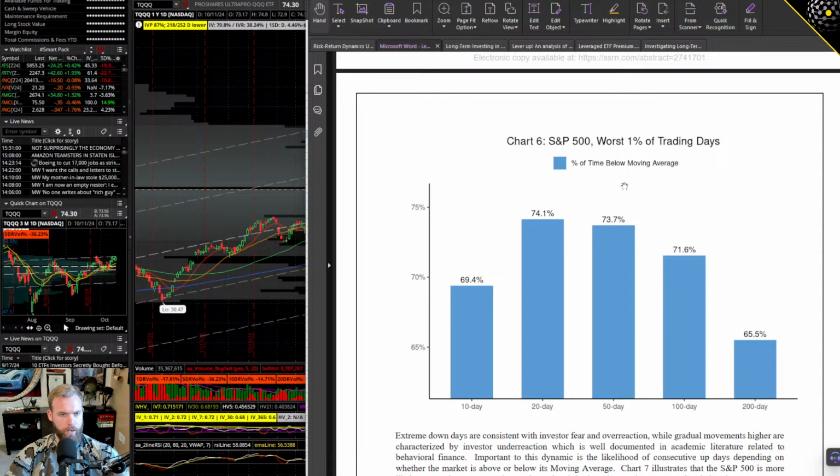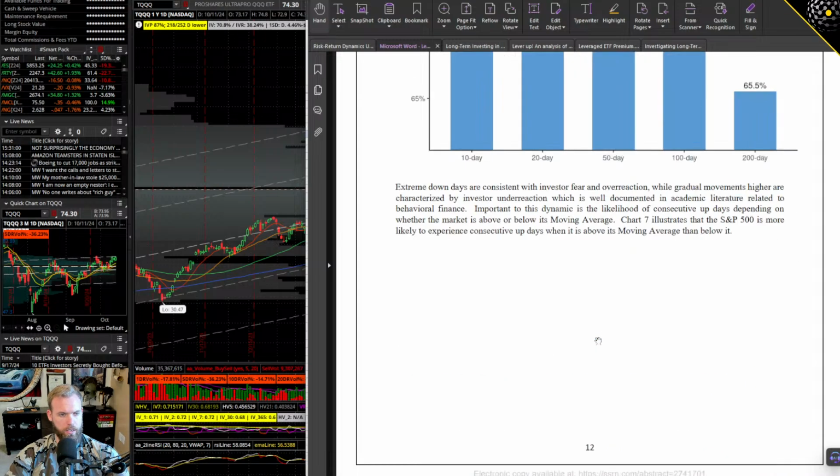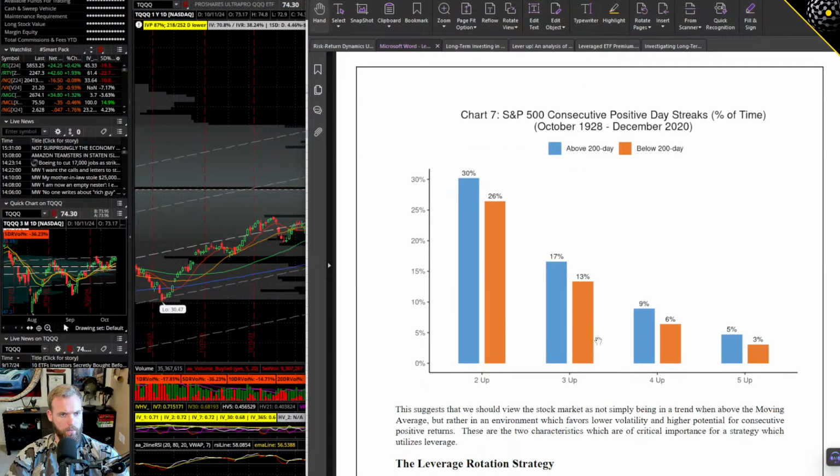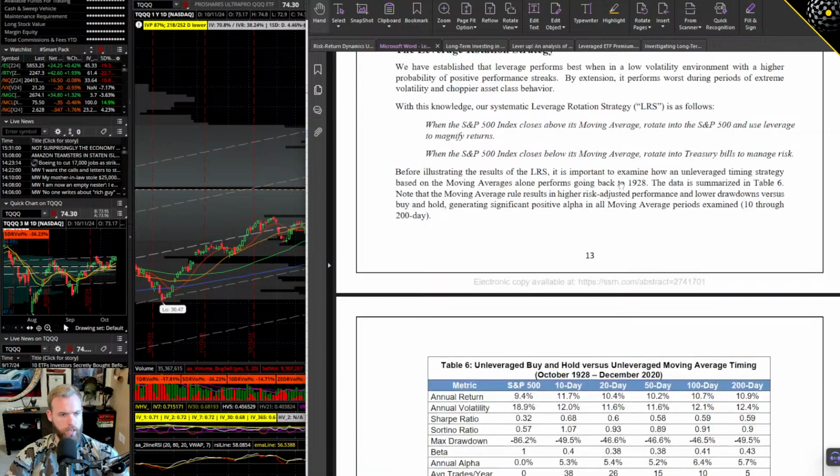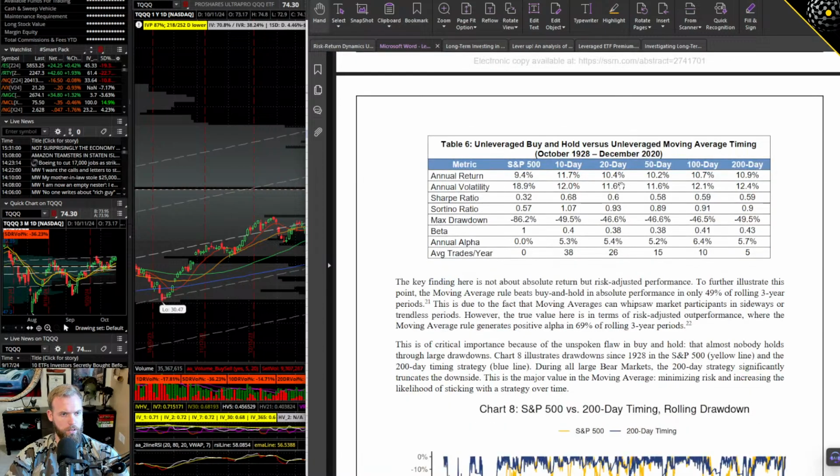Worst 1% of trading days and where they are relative to the MAs, no shock. This matters. Consecutive positive streaks. More of them are going to be above the 200-day, no doubt. Unleveraged buy and hold compared to leverage. This is unleveraged buy and hold compared to unleveraged MA.